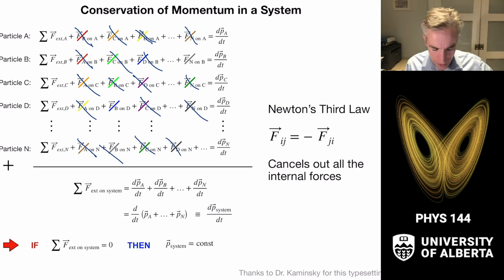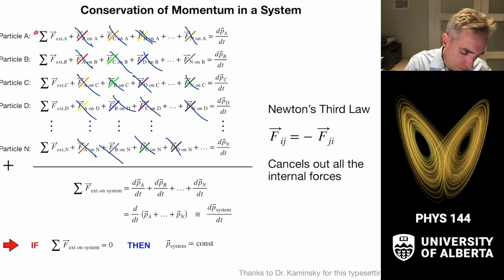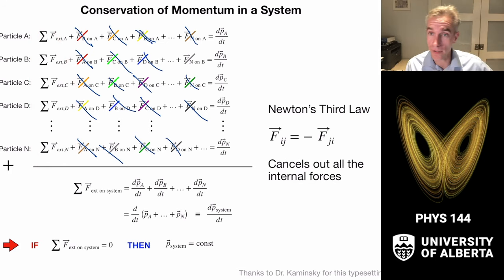There's all this cancellation that happens. Something else has got to go away. That one already cancels. I was hyper enthusiastic, but they all go away. It's a blowout Newton third law sale. Everything must go, with the exception of all of the external forces.